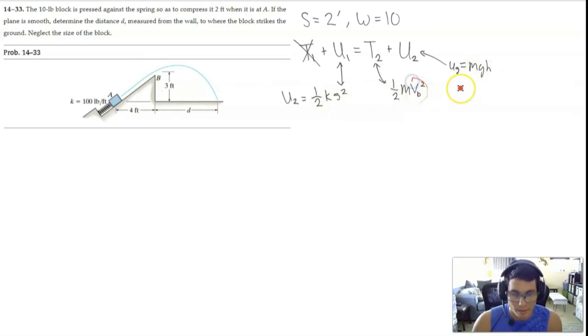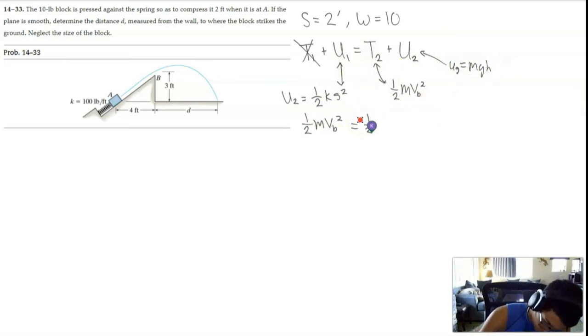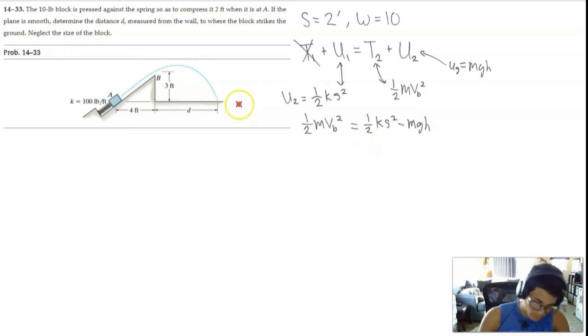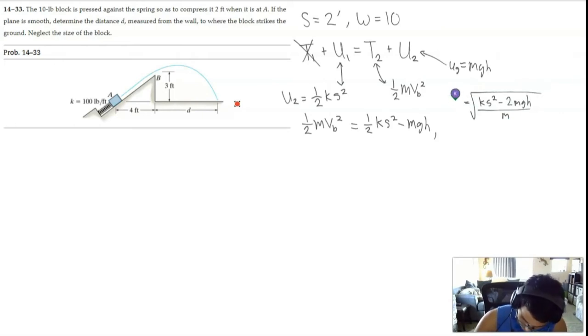Okay, so this is good. We can find vB already. So let's rewrite this equation as 1/2 m vB squared. We want this by itself, so we're going to move this term over, and this is equal to 1/2 ks squared minus mgh. If we want vB by itself, let's write that vB is equal to the square root of (ks squared minus 2mgh) divided by m. Let me just write this nicer. We can write this as vB equals the square root of ks squared over m minus 2gh.